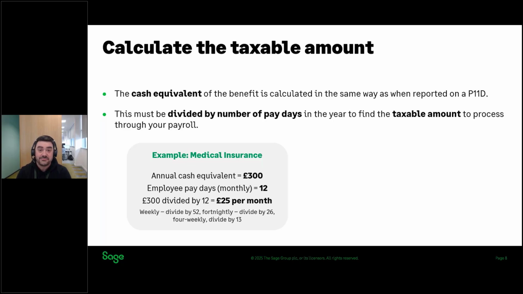per year. Of course, if you pay weekly, you divide by 52, or 53 if you happen to have a week 53 in the tax year. Fortnightly, divide by 26, and four weekly, divide by 13.